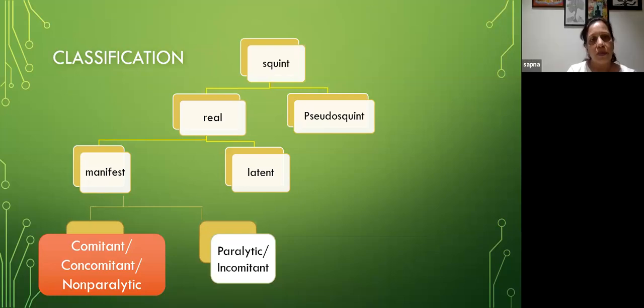Now we go to the classification of squint. When a patient with squint comes to you, first we identify whether it's a true squint or a pseudo squint. Then if it is a true squint, whether it's a latent squint or a manifest squint. And again, in manifest, whether it's paralytic or incomitant, or whether it is comitant, also known as concomitant or non-paralytic.